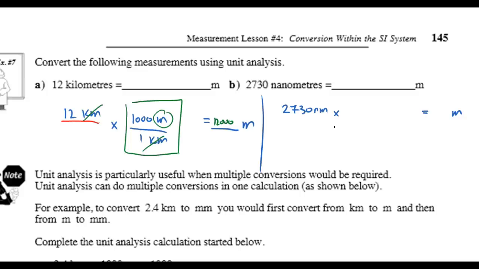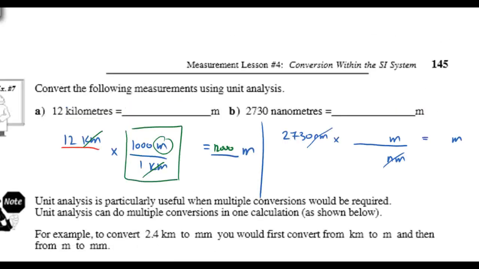But make sure you put the meters on top and the nanometers on the bottom, because the unit you want to end up with is the one you want on top, and the thing you want to get rid of, which is the nanometers, is the one you want canceling on the bottom. Now, what is the conversion factor? Well, 1 meter is 1 billion nanometers, or 10 to the 9 nanometers.